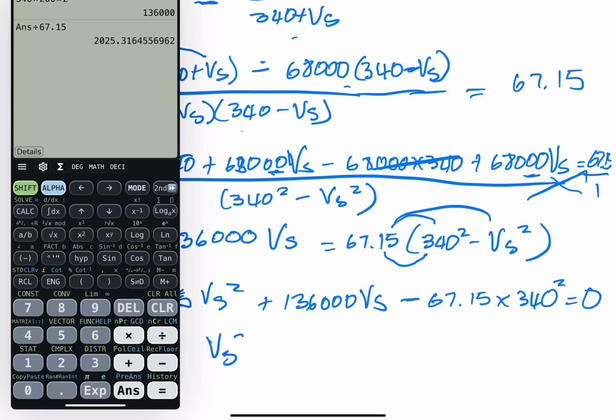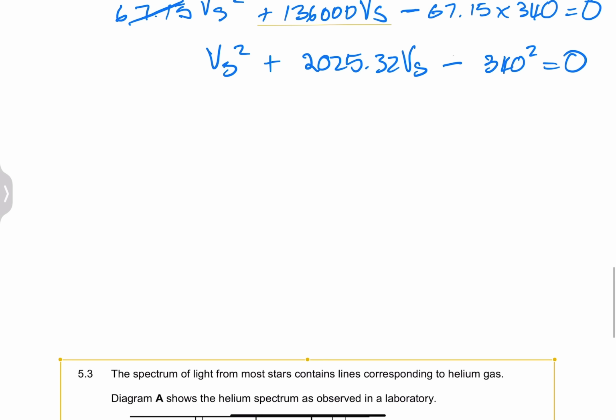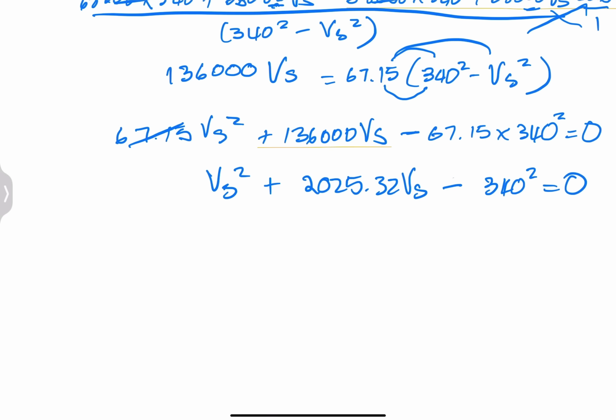So I've got Vs squared plus 2025.32 Vs, oh sorry, that's minus 340 squared, which is equal to 0. Now, ladies and gents, I'm not too sure that this is all worth it. But of course, we're going to now use the quadratic formula. You see what I mean about it being maths intensive, right?